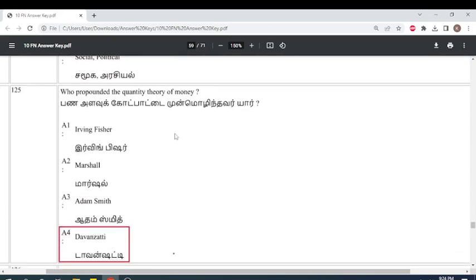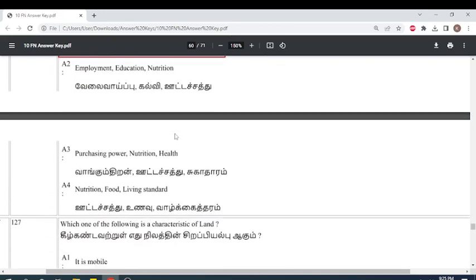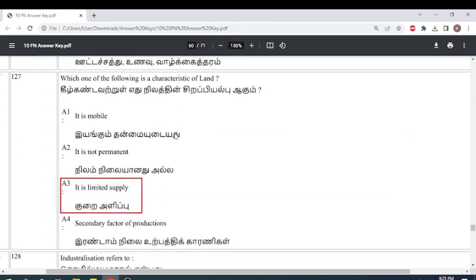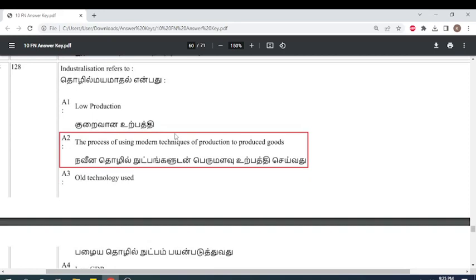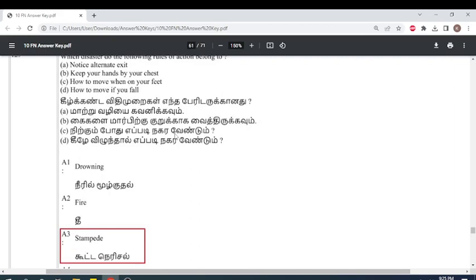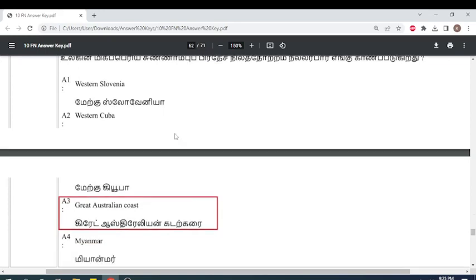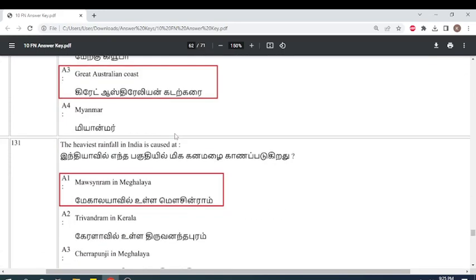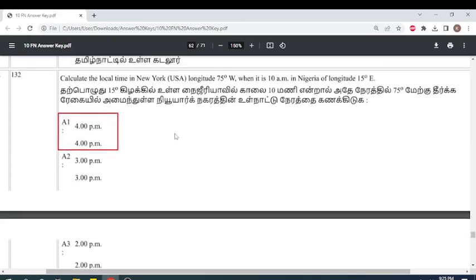125 question answer A4. 126 question answer A1. 127 question answer A3. 128 question answer A2. 129 question answer A3. 130 question answer A3. 131 question answer A1. 132 question answer A1.